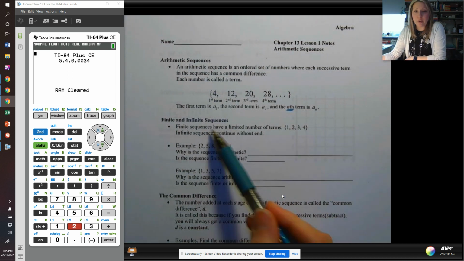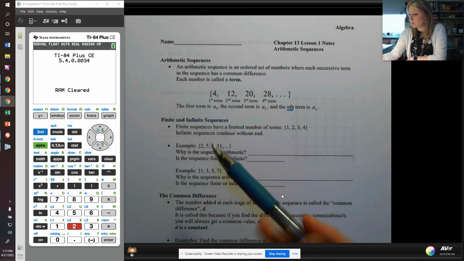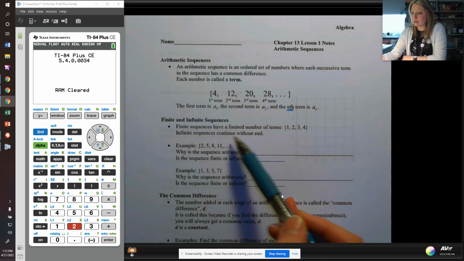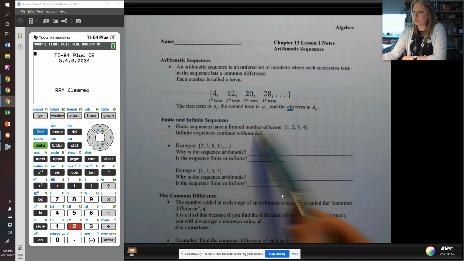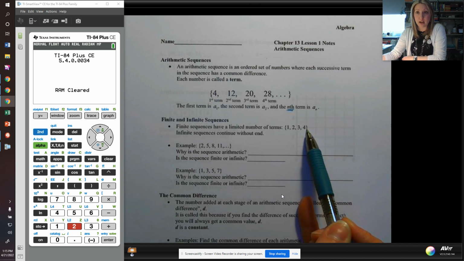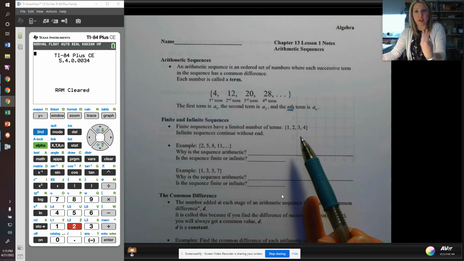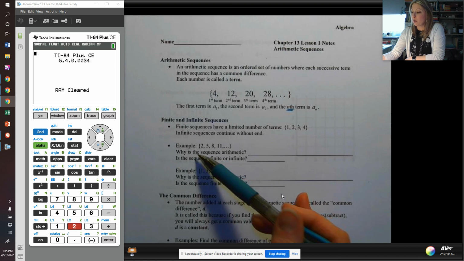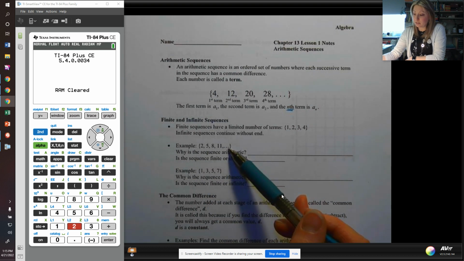So from here, we'll look at finite and infinite sequences. Finite sequences have a specific stop. This is a finite sequence. There are 4 terms in the sequence. That's where it ends.